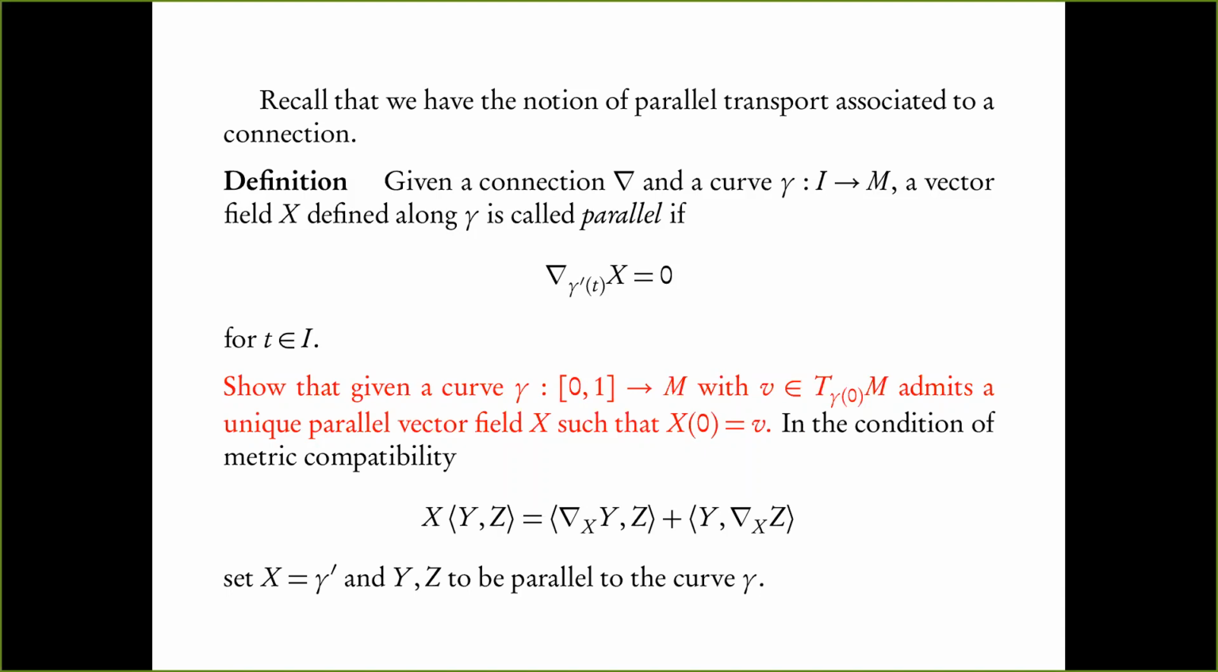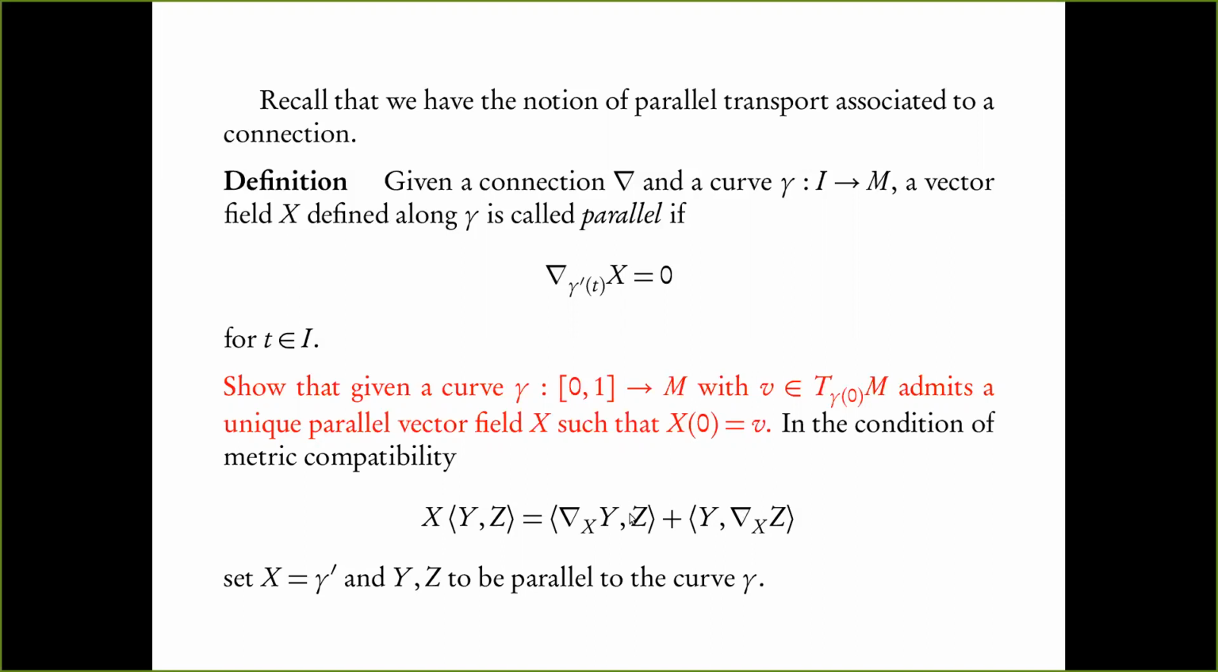What does that mean? Well, that simply means that this term over here is 0, correct? Because y is parallel along x, and x is gamma prime. Similarly, this term here is 0. So what do I get? I basically get that the directional derivative of the inner product of y with z in the direction of x is 0 plus 0, which is 0. But x is gamma prime, and directional derivative along gamma prime simply means you're differentiating along the curve gamma. Okay, so that's what we're going to write down next.